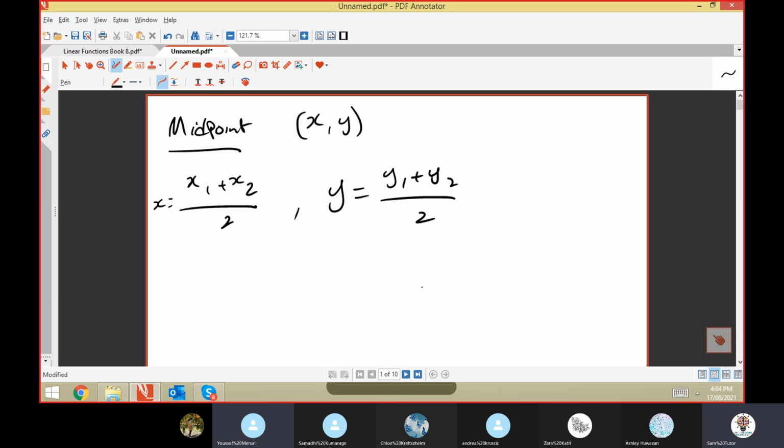Good stuff. So that's usually how you find the midpoint: you add the two x's divided by 2, and add your two y's divided by 2. Would you have to do the opposite? Technically, but what's the opposite?